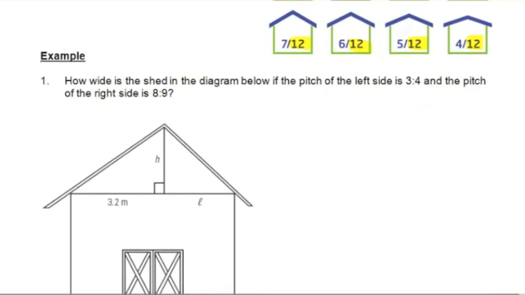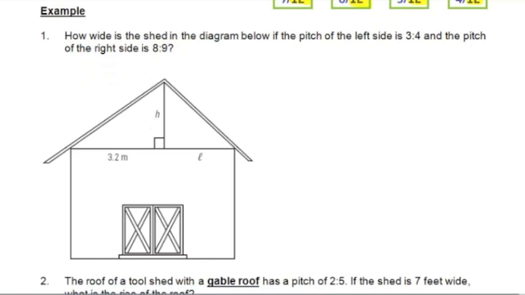Okay, so if we look at an example here, if we're looking at our diagram, what we are looking for is how wide is the shed. We'll highlight the whole thing there. We have our left side pitch is 3-4, and our right side pitch is 8-9. So we'll just keep that in mind. I'll put this on the diagram.